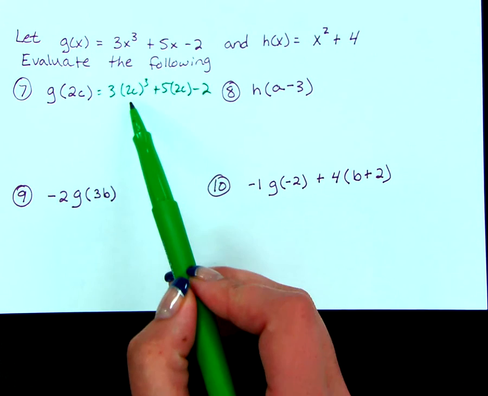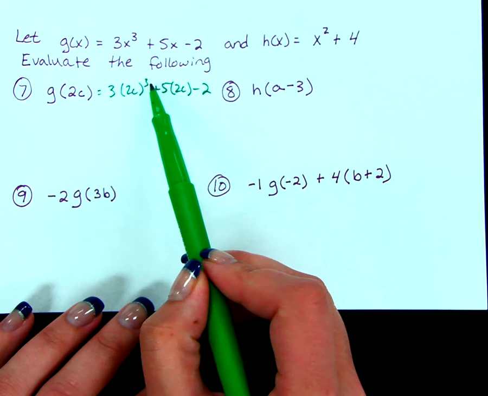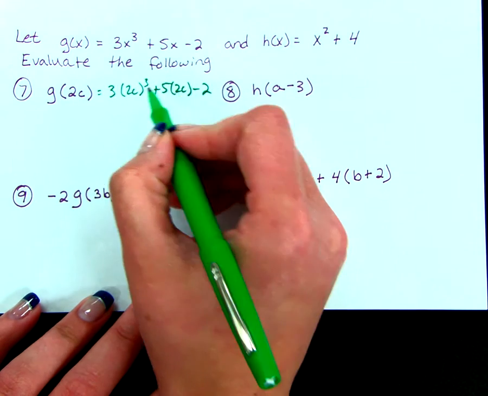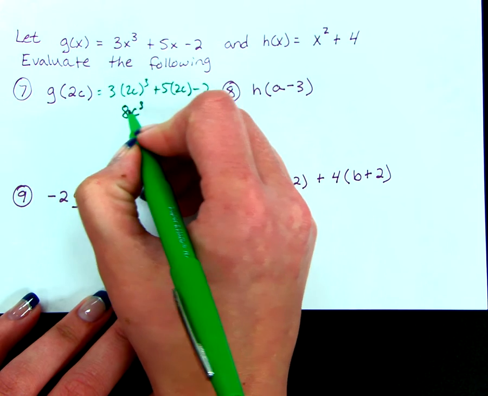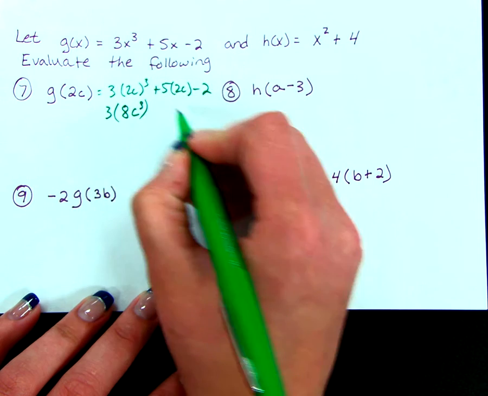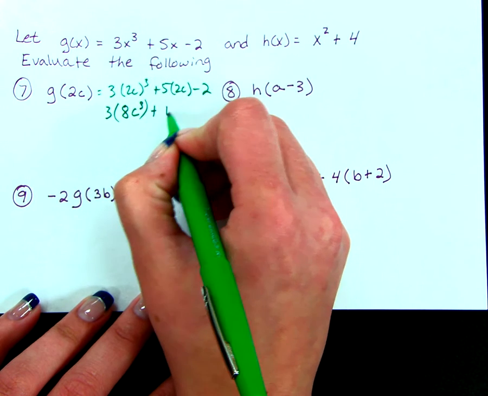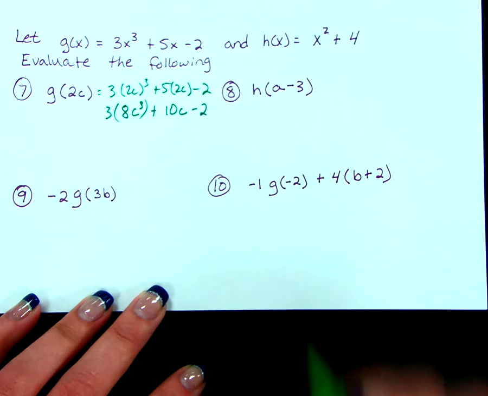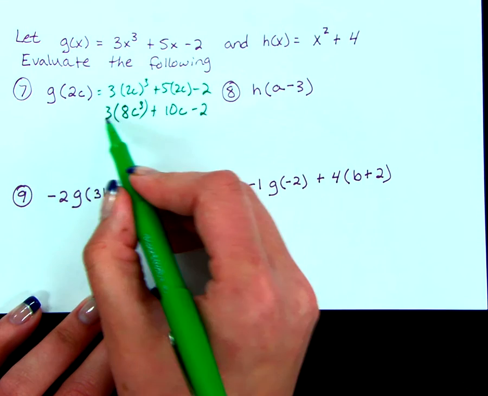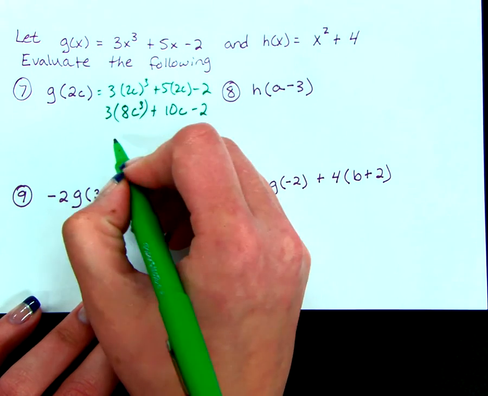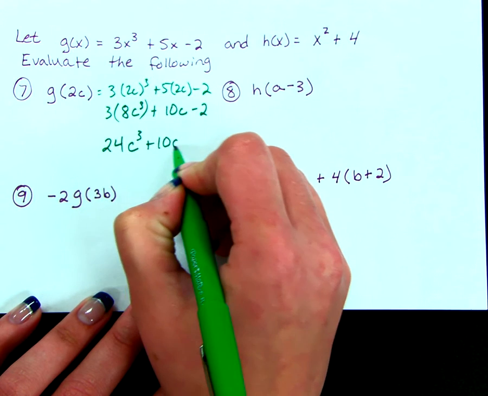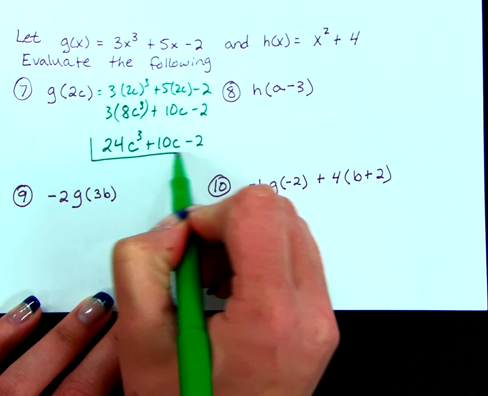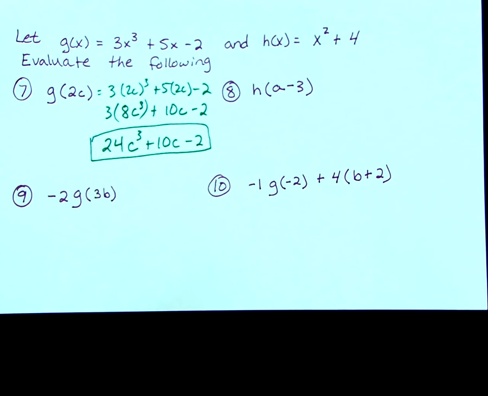And because this is a monomial inside, we can distribute that power to each piece. So 2 cubed is 8, and then c cubed is just c cubed. And that 3 is still in front. And then 5 times 2 is 10, so that'll be 10c minus 2. And then the last thing to simplify is this first term. So 3 times 8 is 24, c cubed plus 10c minus 2. Nothing else that we can do to simplify, so that is our final answer for that problem.